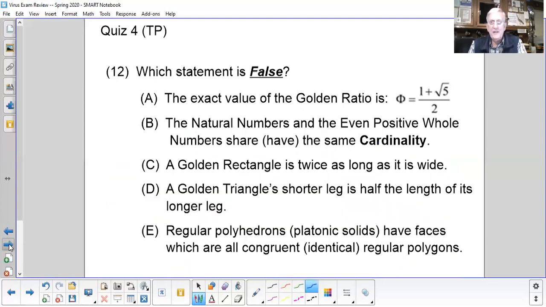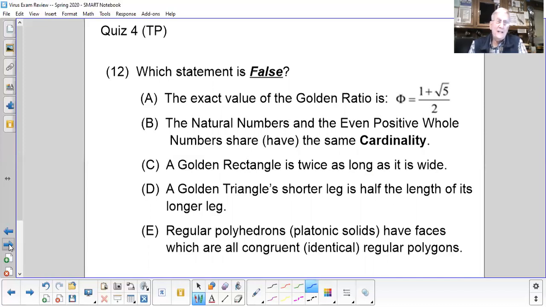12, which statement is false? The exact value of the golden ratio is given by 1 plus square root of 5 all over 2. Yes, that's not an approximation. That is its exact value. The natural numbers and the even positive whole numbers share the same cardinality. Well, this is very unfair. I have not discussed cardinality with you in this course, but I'm going to tell you right now, they don't have the same cardinality. Cardinality means set size.